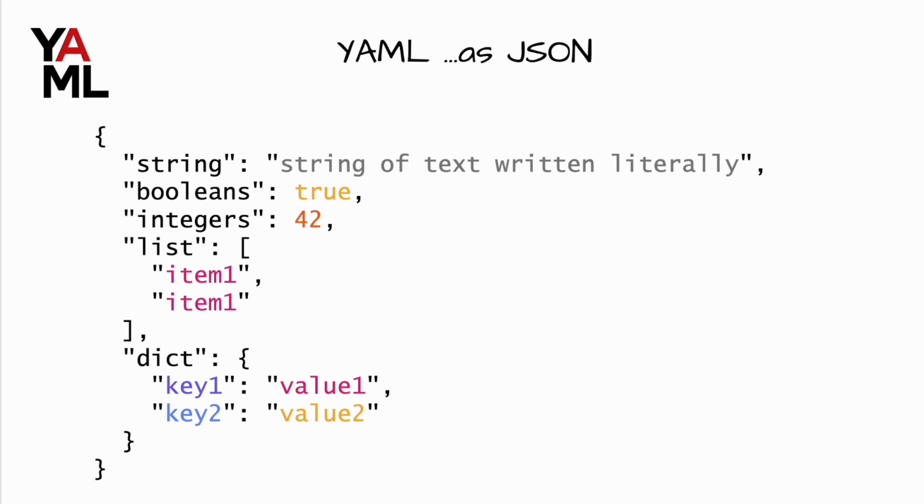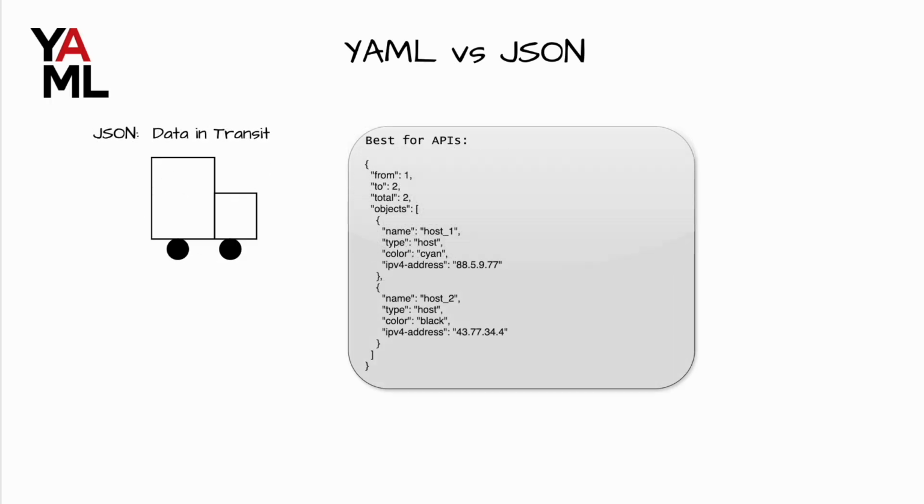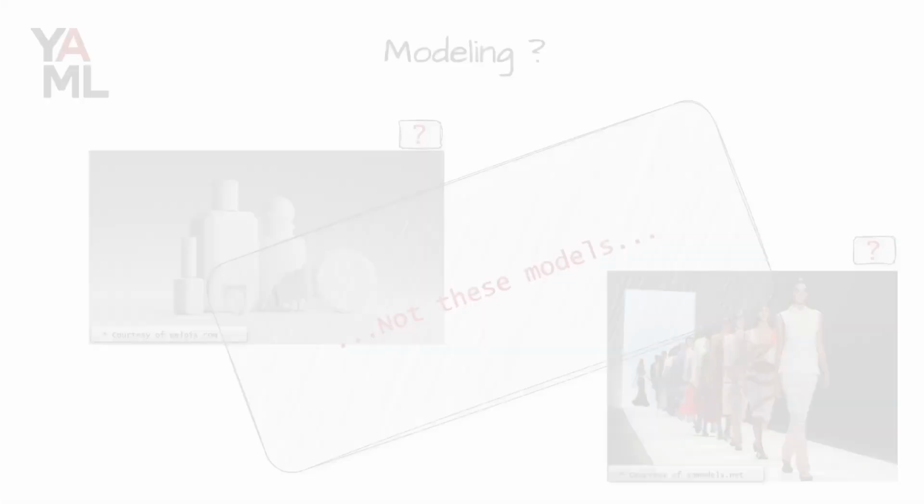Here's a JSON object and the same object as YAML. Exact same thing, different models. In semantic terms, YAML is best suited for data at rest, whereas JSON is best suited for data in transit. It's okay if you don't fully understand that yet. You'll see it in practice soon and throughout your automation life. You'll see this again when we get to the modeling episode later.